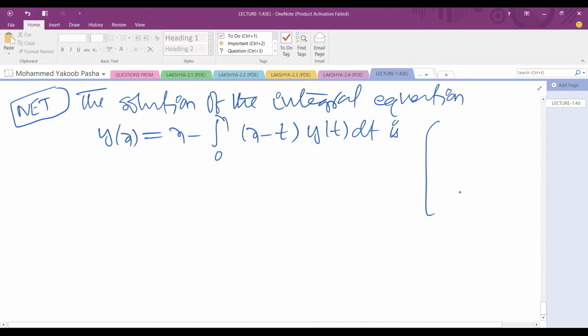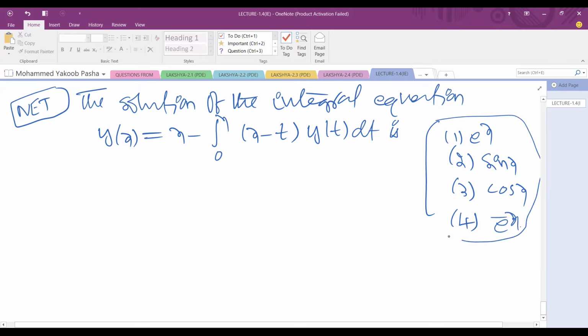We have options again. First option e power x, second option sin x, third option e power minus x, fourth option cos x. I'm sorry, the third option is e power minus x. Okay, these are the 4 options we have. No need to check them one by one. You can do the shortcut method.